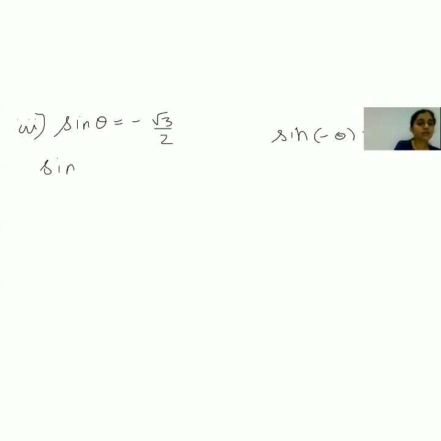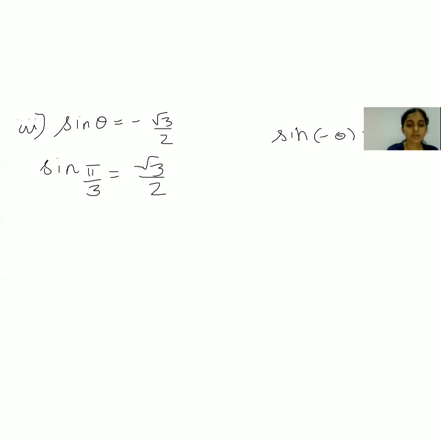First of all, find out the positive value. And what is the positive value? That is for plus root 3 by 2. So you can say sine of 60. Okay, so we write it in radian format. Sine of pi by 3 is equal to root 3 by 2. Now, if I want this answer to be negative, so what can we write?